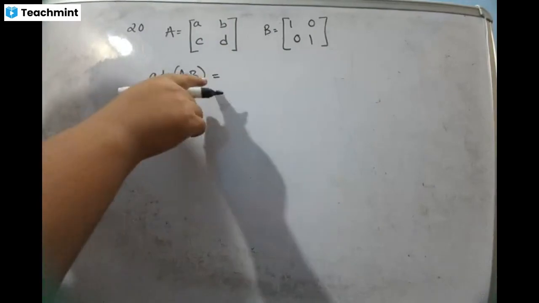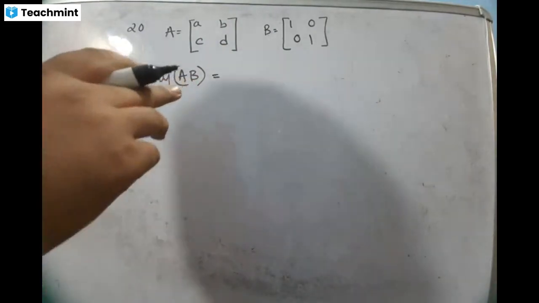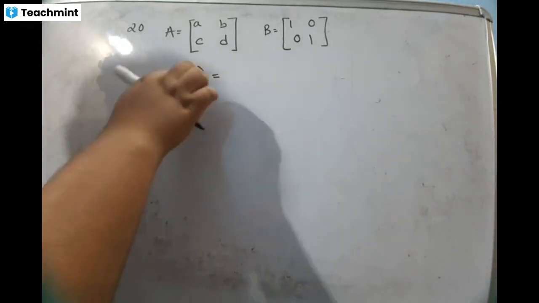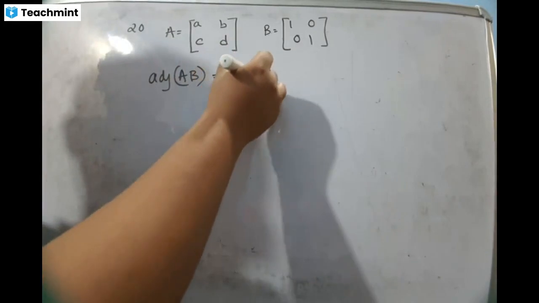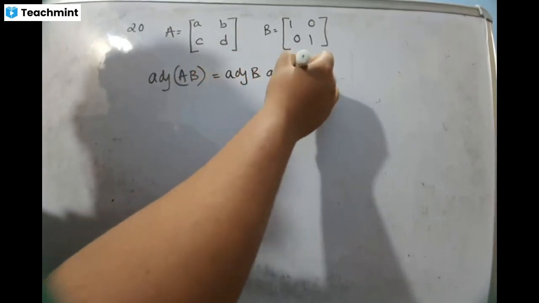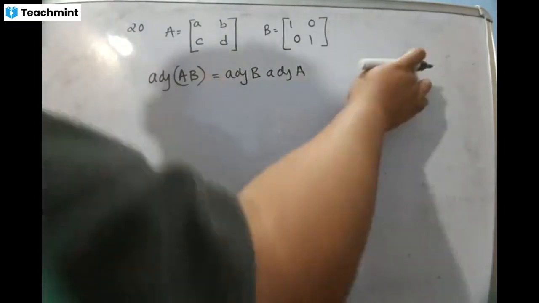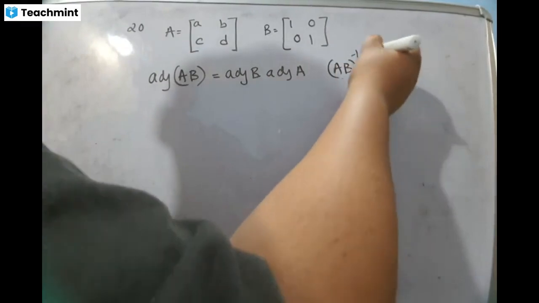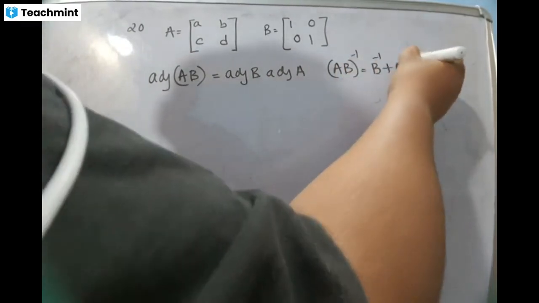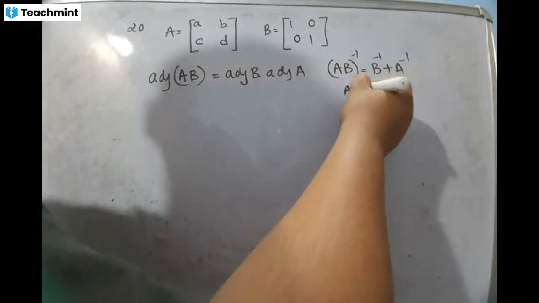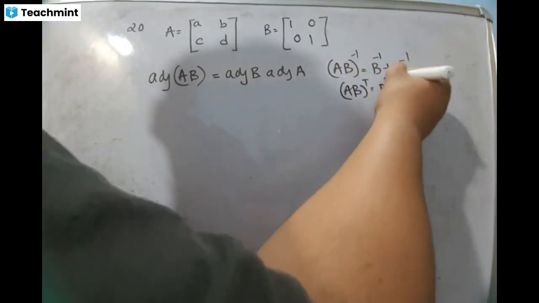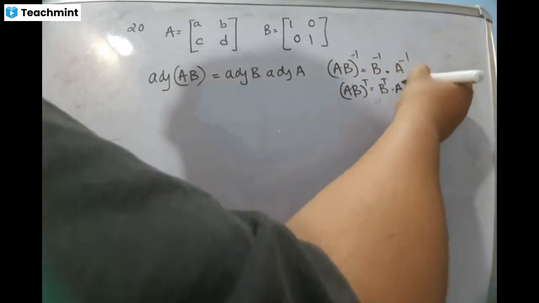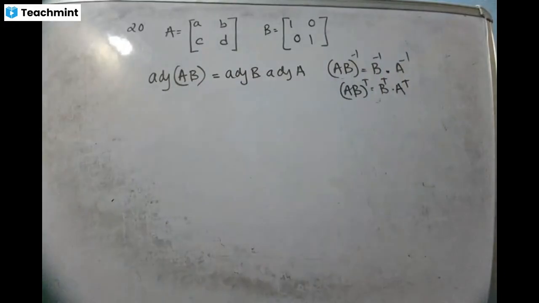You know, whenever there is a multiplication between matrices, the order of the matrices changes. That means the position changes. So the adjoint of AB is going to be adjoint of B into adjoint of A. This has happened many times. I'll just explain it to you. The inverse of AB is going to be B inverse into A inverse. Similarly, AB transpose is going to be B transpose into A transpose. The same concept has been applied here.